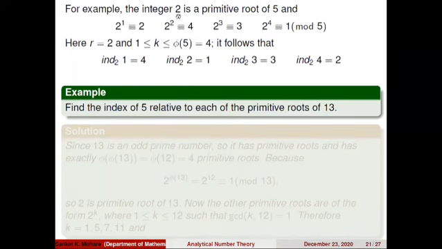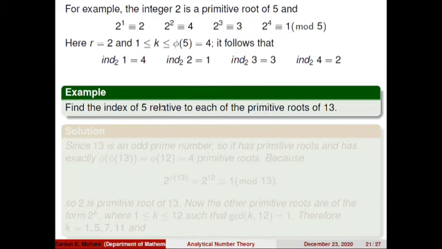So here we just calculated indices relative to primitive root 2. But we don't know what the remaining 3 primitive roots are. You can also calculate indices relative to those other primitive roots.